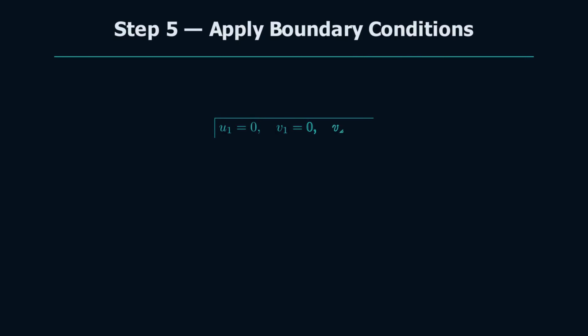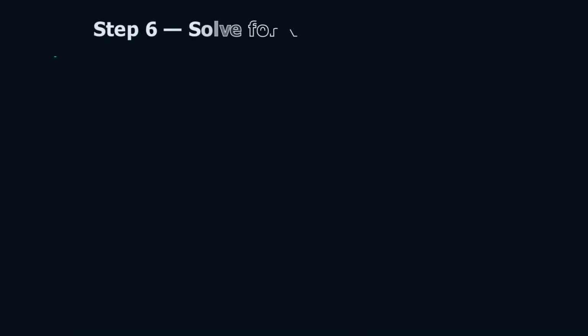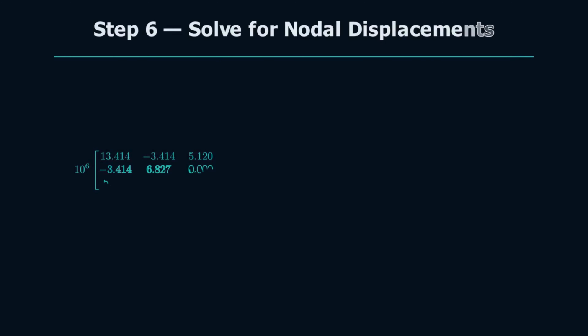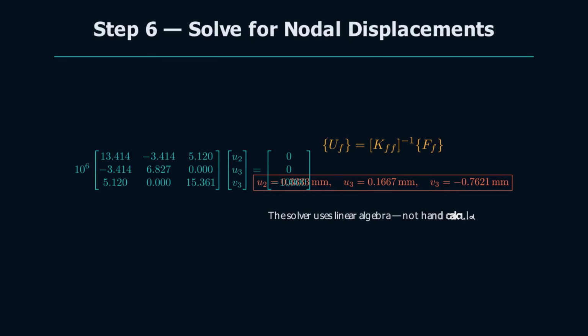The supports prescribe 3 displacement degrees of freedom. The global system is partitioned into free and constrained degrees of freedom. Because the prescribed displacements are 0, the unknown part becomes the reduced system. The reduced matrix equation is solved numerically using a linear system solver. The resulting free node displacements are 0.3333, 0.1667, and minus 0.7621 millimeters.